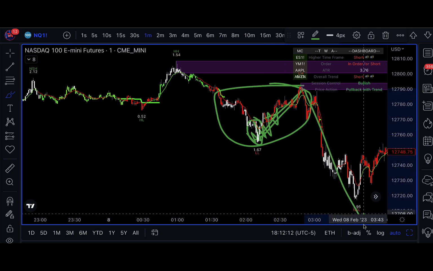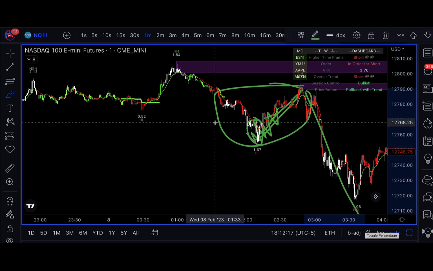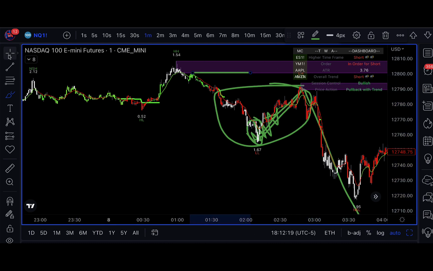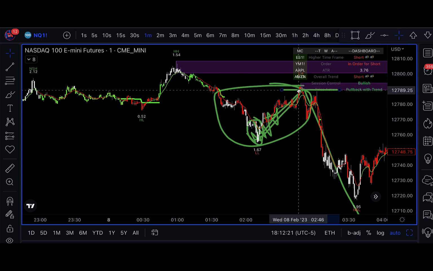And lo and behold, down we go for a new low. I'll take that all day, right? And then you can take your stop loss. Let's say your stop loss was here, and you go ahead and move it here. However you want to manage your trade, to each their own.